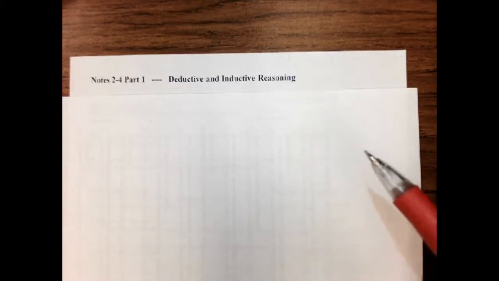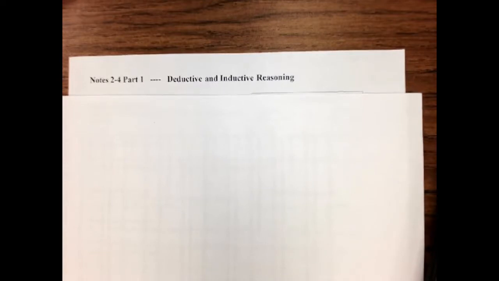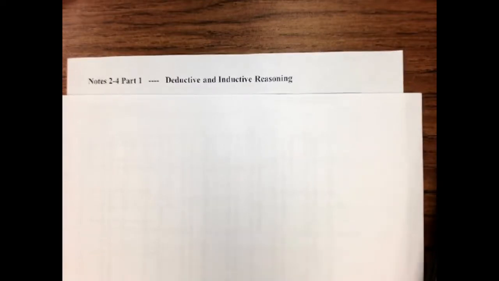Okay, this is our first video on part 1, and we're going to talk about two kinds of reasoning today. We're going to talk about inductive reasoning and deductive reasoning. The first part of this activity is about the difference between inductive and deductive. It's a very subtle difference, so you have to be really careful as you pay attention.